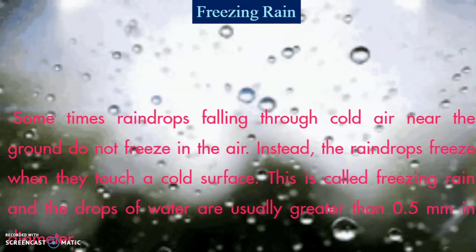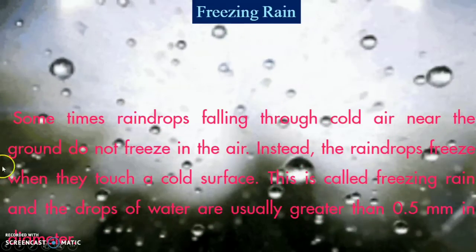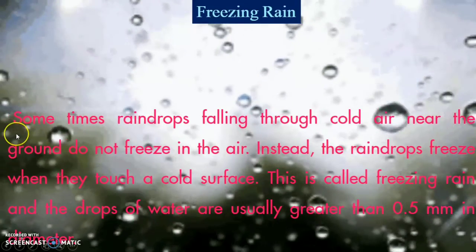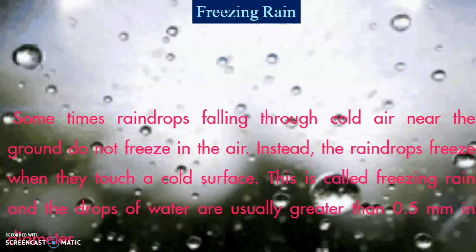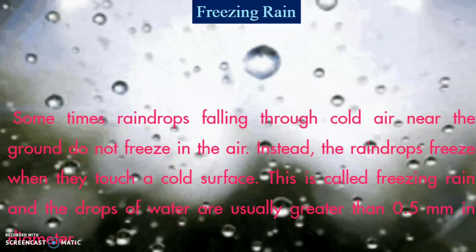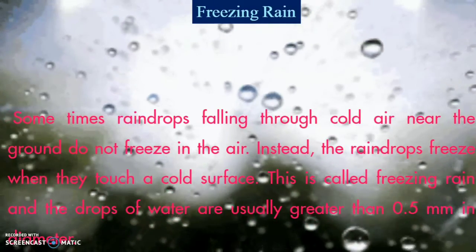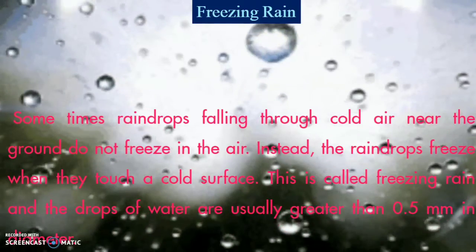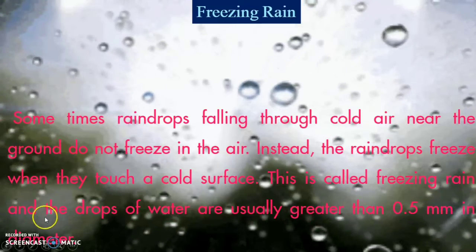The next form of precipitation is freezing rain. See children, sometimes raindrops on their journey from clouds to the ground, that is on their journey through the cold air, do not freeze in the air. They actually get super cold but do not freeze while remaining in the air. They remain in the liquid form. But when they touch a cold surface, they freeze. This is called freezing rain.